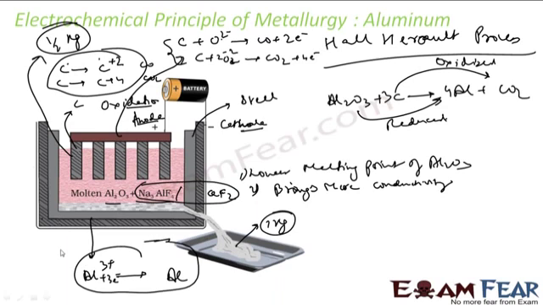Correct? So this is a process to extract aluminium from aluminium oxide. We are actually doing nothing but reducing aluminium oxide to aluminium. But instead of using a thermodynamic process where we use some reducing agent, we are using electrical power. We are using electrons to reduce aluminium oxide to aluminium.